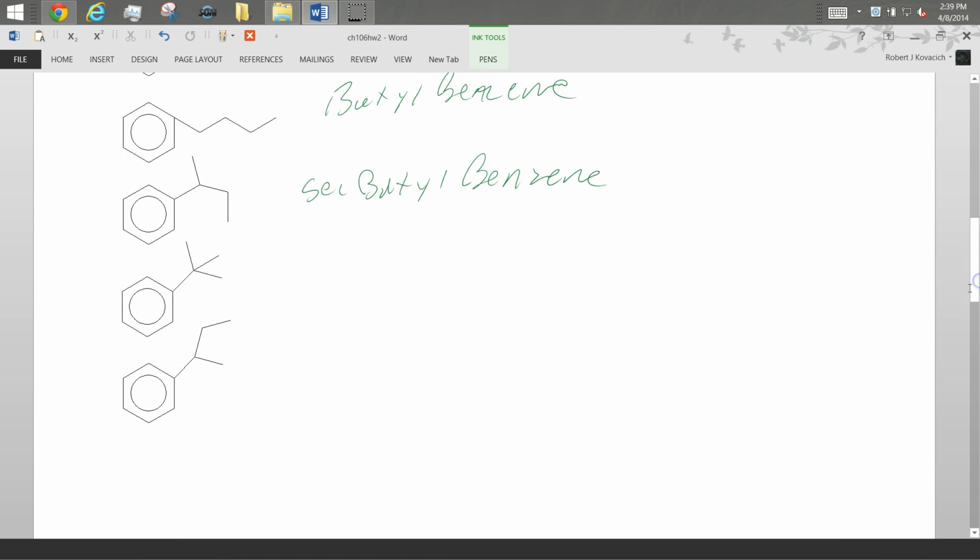Next one? Trimethyl? Nope. It's a T. And then the last one? Sec-butyl. Okay. Just drawn a little bit different, but doesn't matter because there's free rotation around single bonds, so those things can be wherever they want.